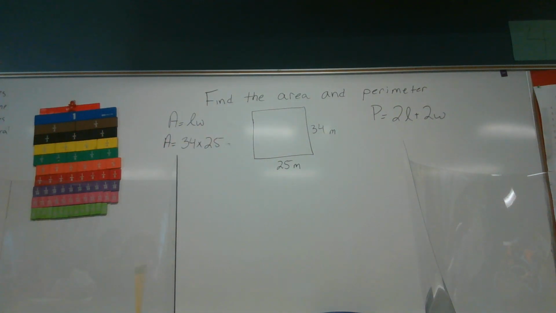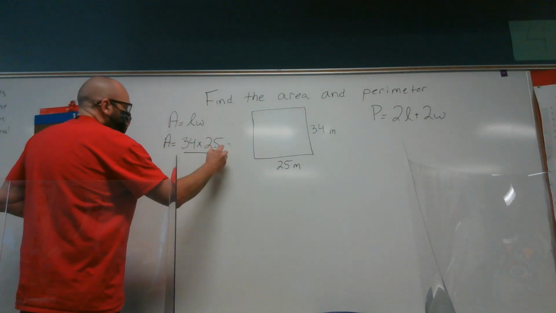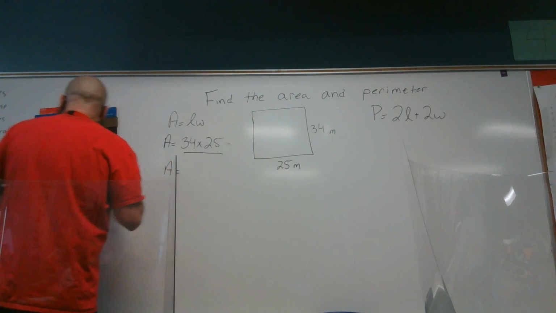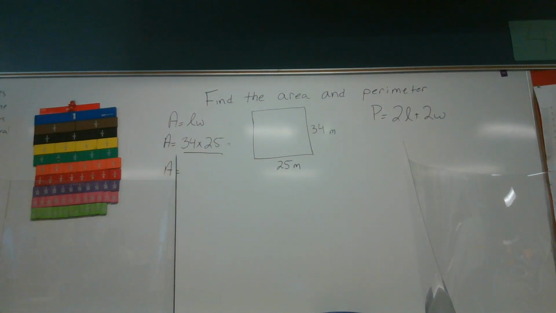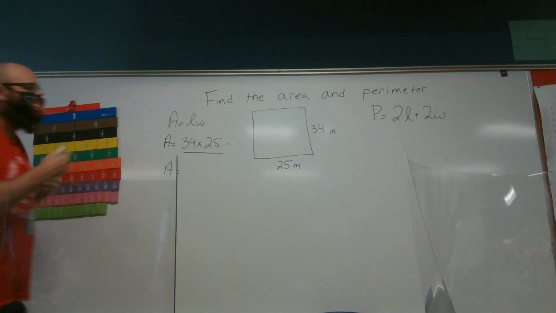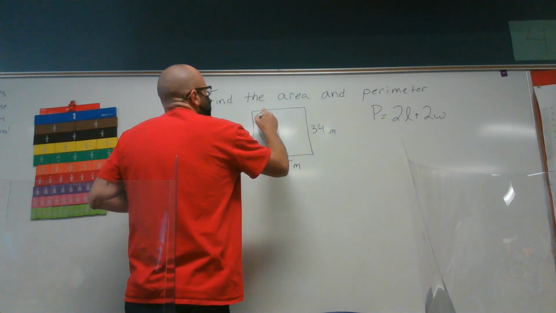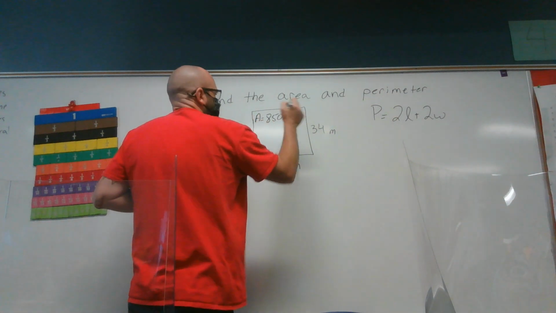And see, I'm walking around and I'm looking at pages of kids that are working on this, and they didn't write down the formula. And it makes me sad. So now, we solve, and we're going to have area equals what, Landon? Area equals 850. Is he good? Yes, he's good. So the area equals 850.